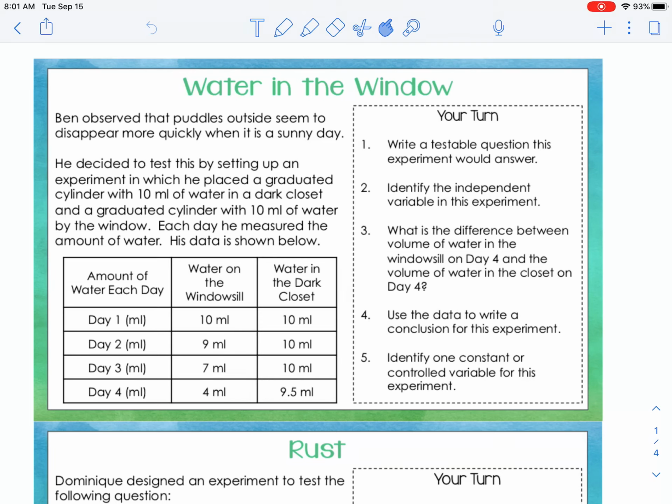Hi guys, let's go ahead and correct this next set of task cards. So the first one we're going to start with is water in the window. Ben observed that puddles outside seem to disappear more quickly when it is a sunny day.